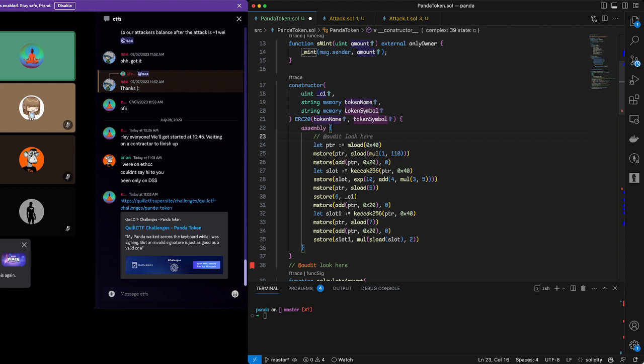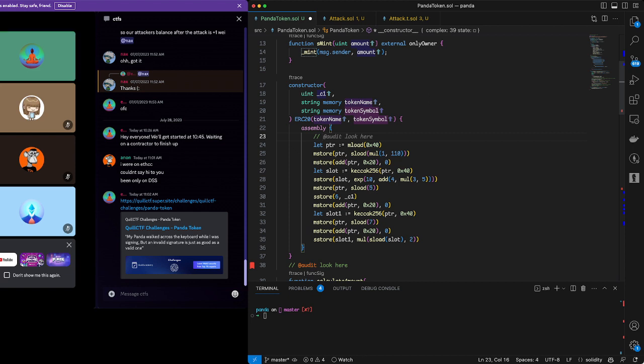So this first line, this position, when you're loading in hex 40, this is the free memory pointer.